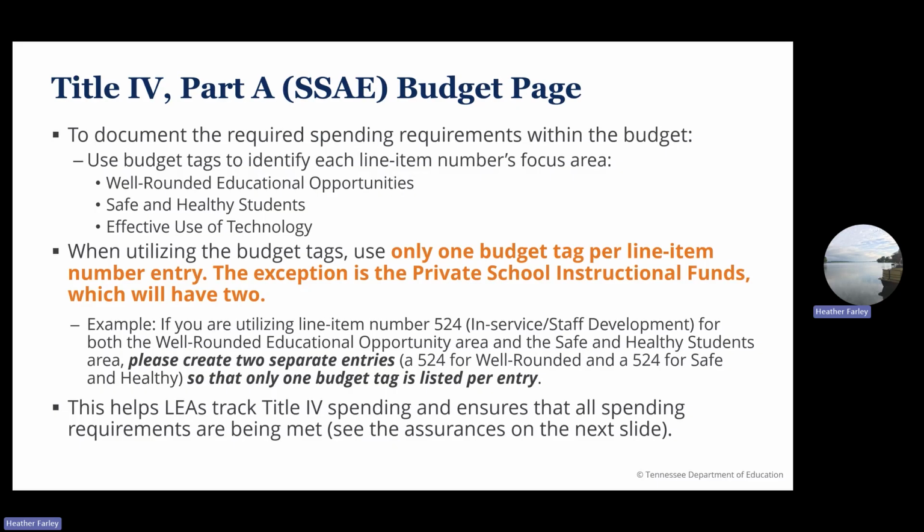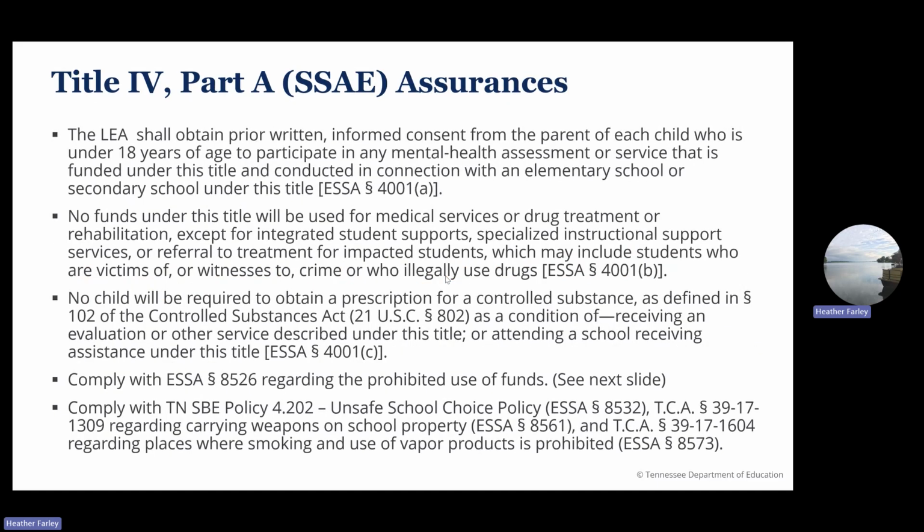In addition, let's say you're utilizing 72210 with the line item 524 for your staff development. What you would need to do if you have put both your well-rounded and safe and healthy together, you do not place 2 tags. You would simply have 2 line items and separate the PD amounts that align to well-rounded and the PD amount that aligns to safe and healthy. And these are the assurances that you will need to read and accept.